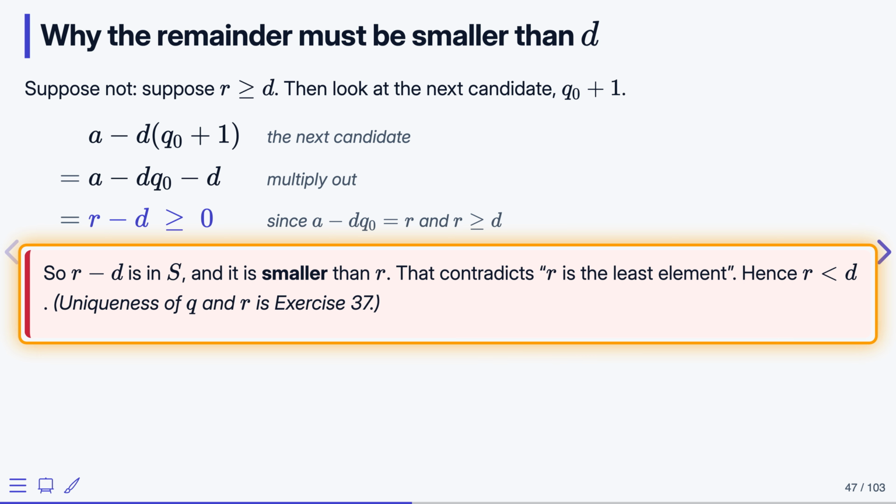So r minus d belongs to S, but r minus d is smaller than r, and r was supposed to be the smallest element of S. That cannot happen. So our supposition was wrong, and r is smaller than d. Uniqueness of q and r is exercise 37.